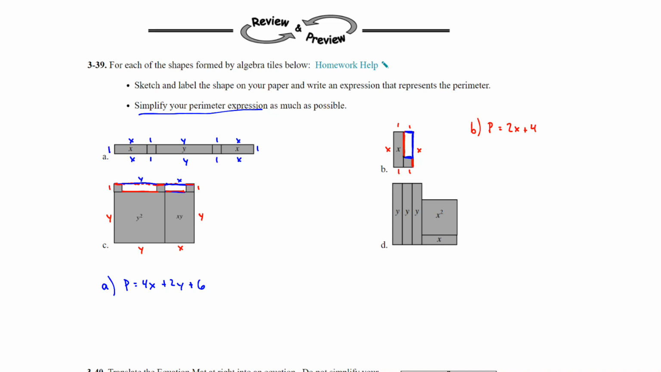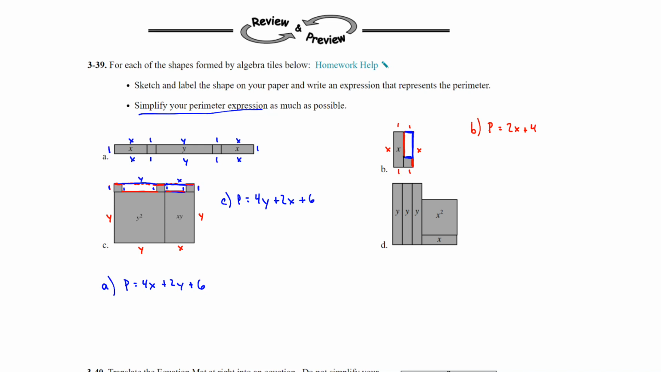Alright, so what do we have here? Well, let's not forget about these other 1 units. So we have 1 here, but then we have on the inside 1, 2, 3, 4, I think there's 6 of 1, 2, 3, 4, 5, yeah, 6 1s there that you have to also include. So for part C, the perimeter is equal to 4y, and then you have 2 x's, and then you should have 1, 2, 3, 4, 5, 6 1s. So that's the perimeter for part C.